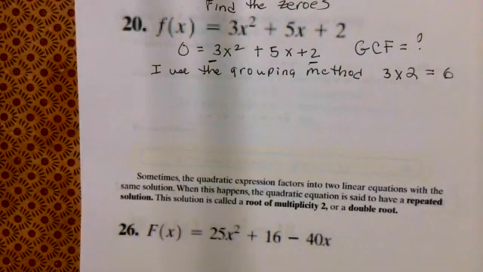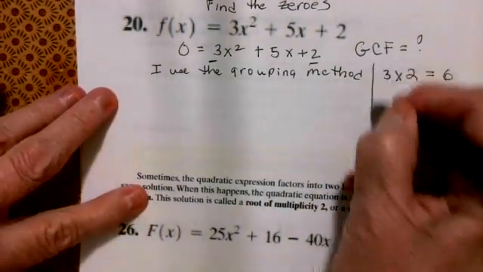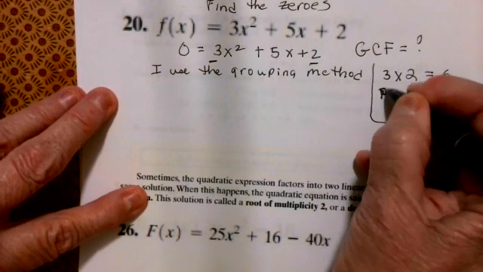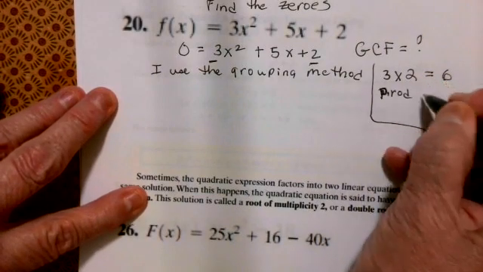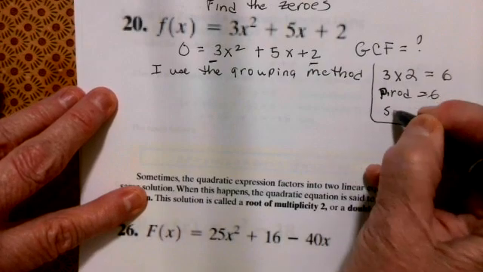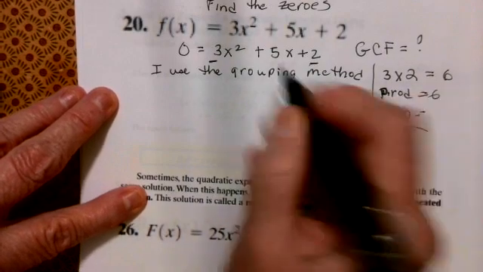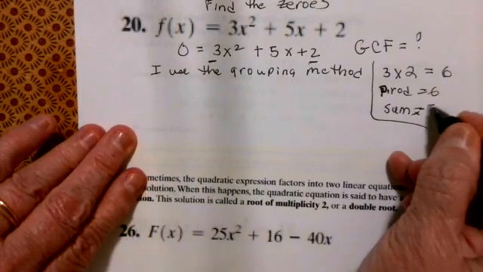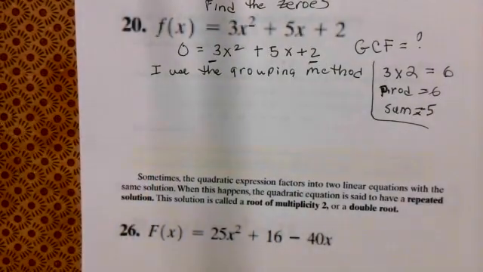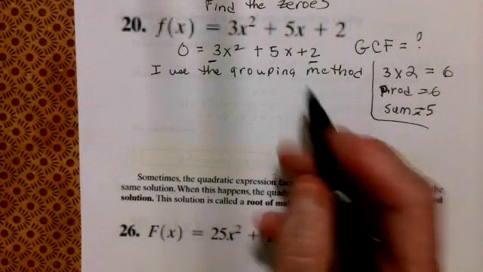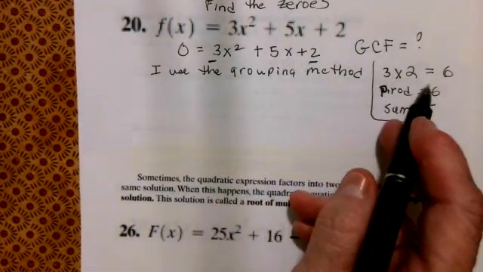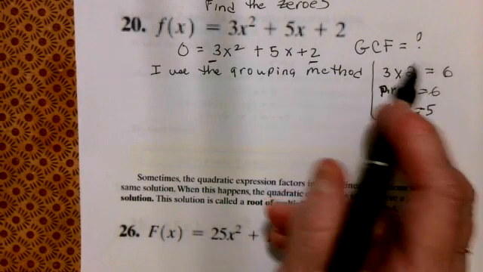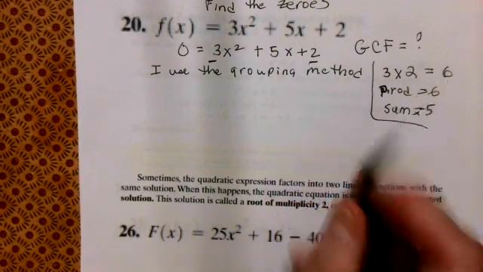So you want to find 2 numbers whose product equals 6 and whose sum equals whatever the middle coefficient is. And in this case, that is a 5. Okay, so we could go through and write out the factors of 6 if you want to, but there's not that many factors of 6.